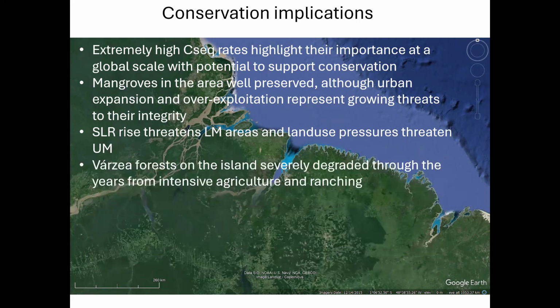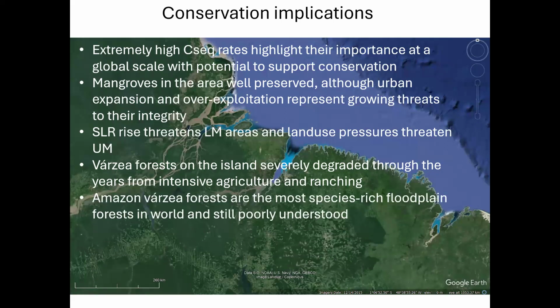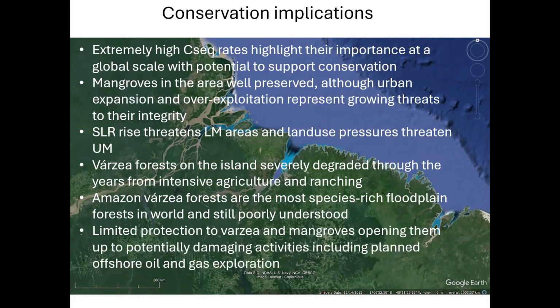Okay. From a Marajó perspective, Várzea forests on the island are severely degraded through the years from intensive agriculture and ranching that is occurring in the adjacent terrestrial lands. And then from an Amazon Várzea perspective, we usually don't talk about this when we're thinking about blue carbon, but Várzea forests act very much like mangroves, and they're the most species-rich floodplain forests in the world, and pretty much poorly understood.